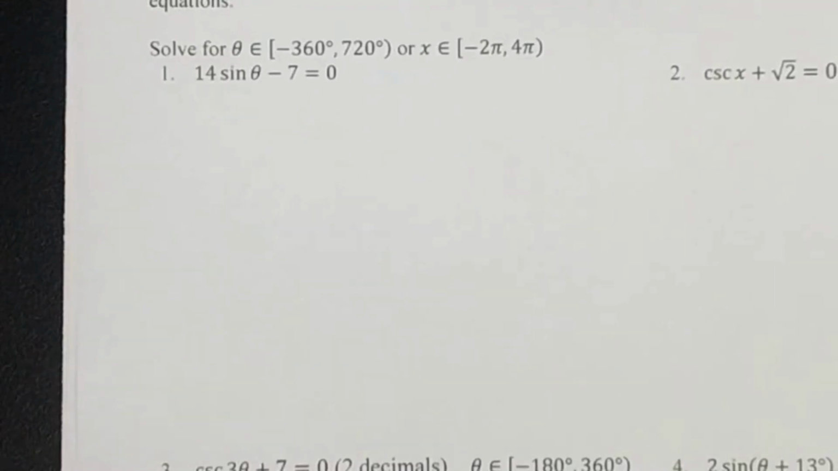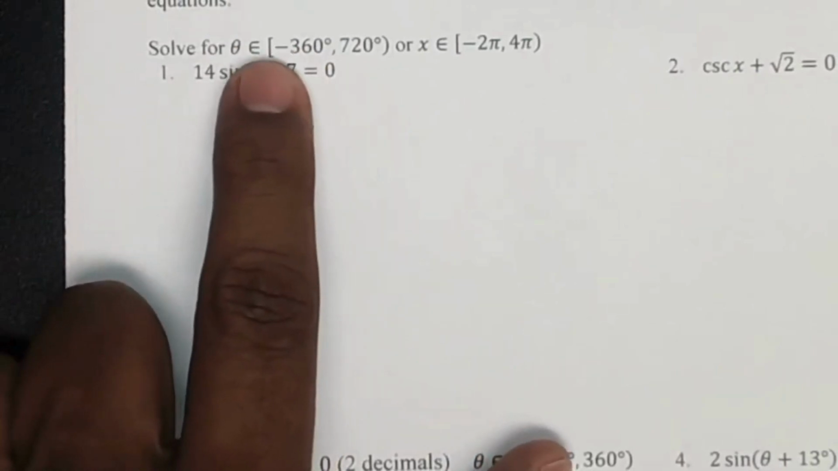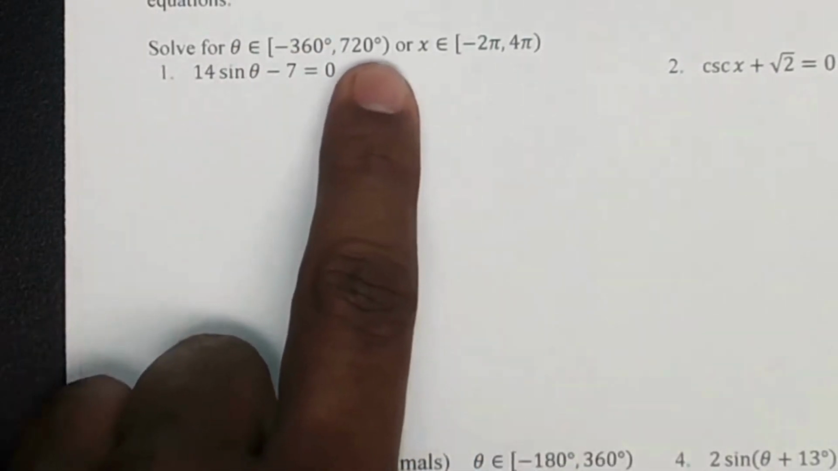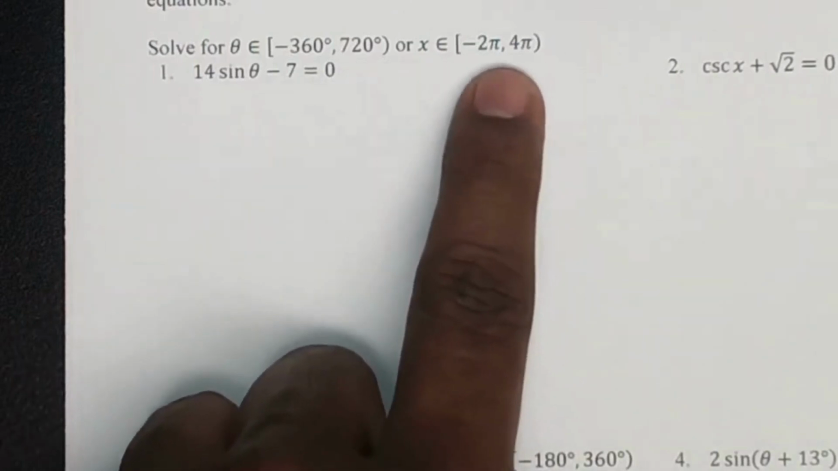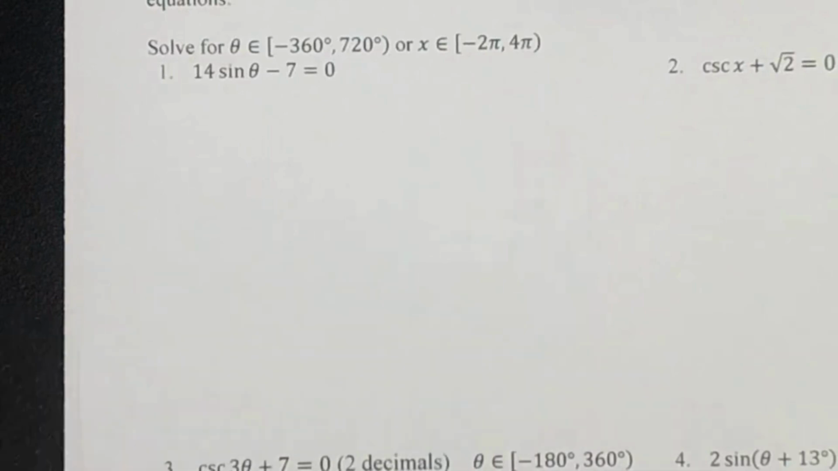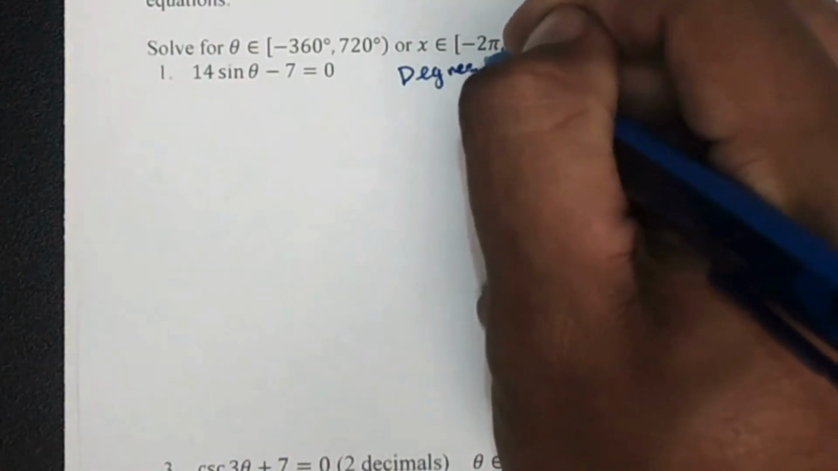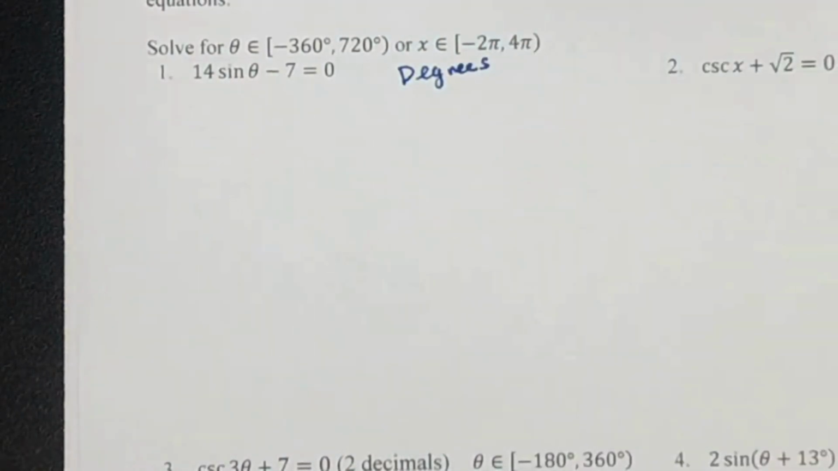So notice in the directions that we ask you to solve for theta in between this range. Notice that it's including negative 360, but not including 720. And then the same thing for radians, from negative 2 pi to 4 pi, not including 4 pi. So pay attention to what variable we're using. Theta is degrees and x is radians. So notice here it's theta, so we're going to put this in degrees. So let's solve this for theta.